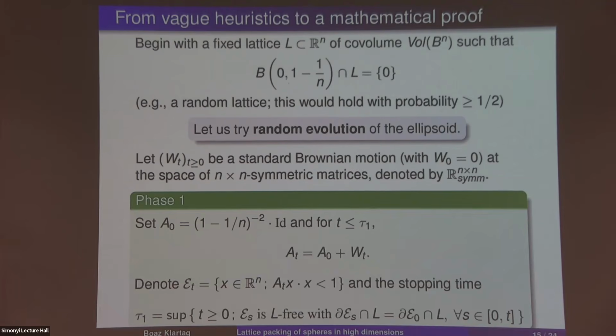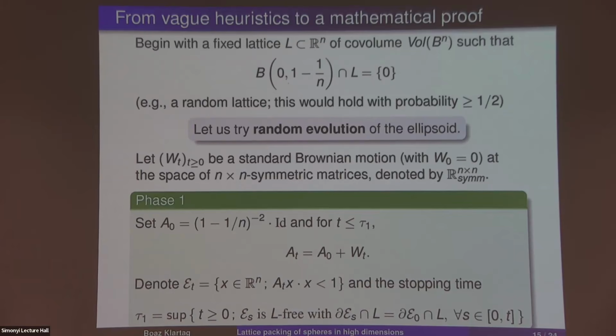Okay, so let me explain how to do it rigorously. Let's say the lattice is fixed. In truth, I'll have two sources of randomness. One of them is the random lattice, and another source of randomness will be a Brownian motion in the space of ellipsoids. But for now, let's think about the lattice as being fixed.